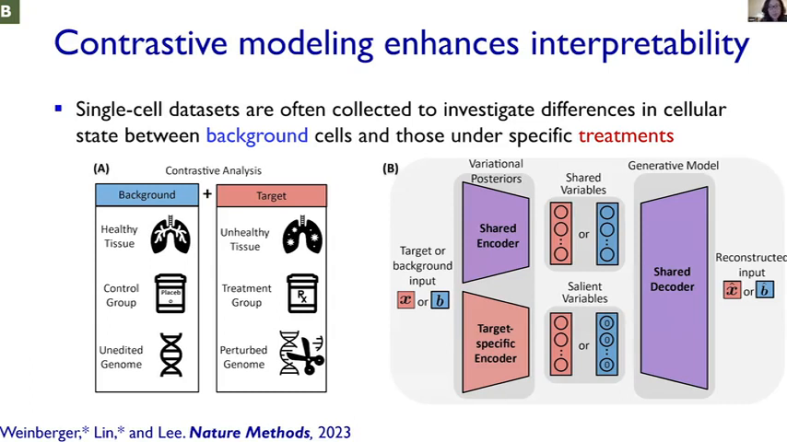So this led to a new architecture to explicitly disentangle the data into shared, at the top, and then I'm not sure if you are seeing my arrow, and salient, which represents the variation that is unique to the treatment condition. And it's a more recent paper just published in Nature Methods.